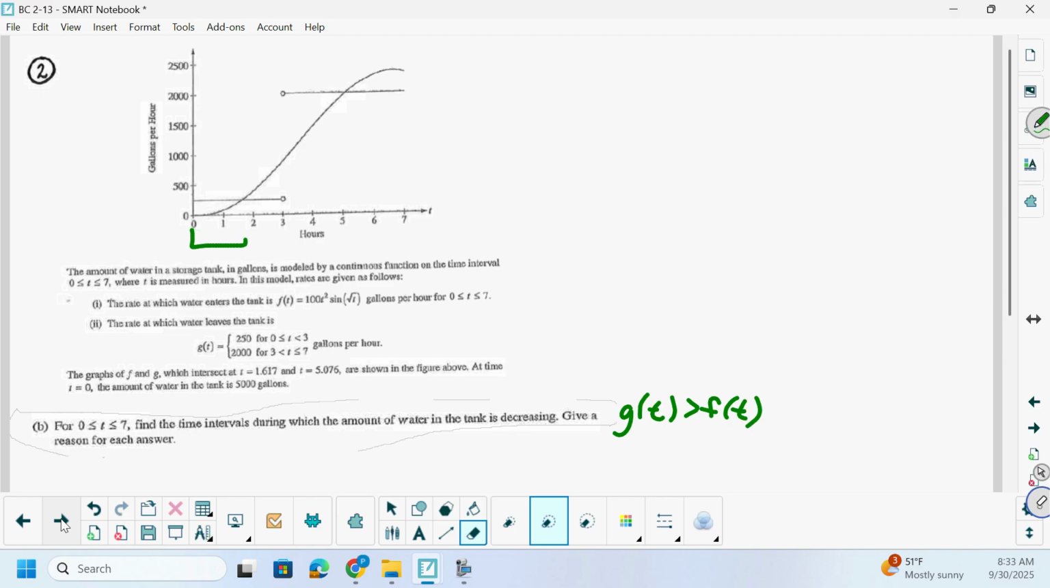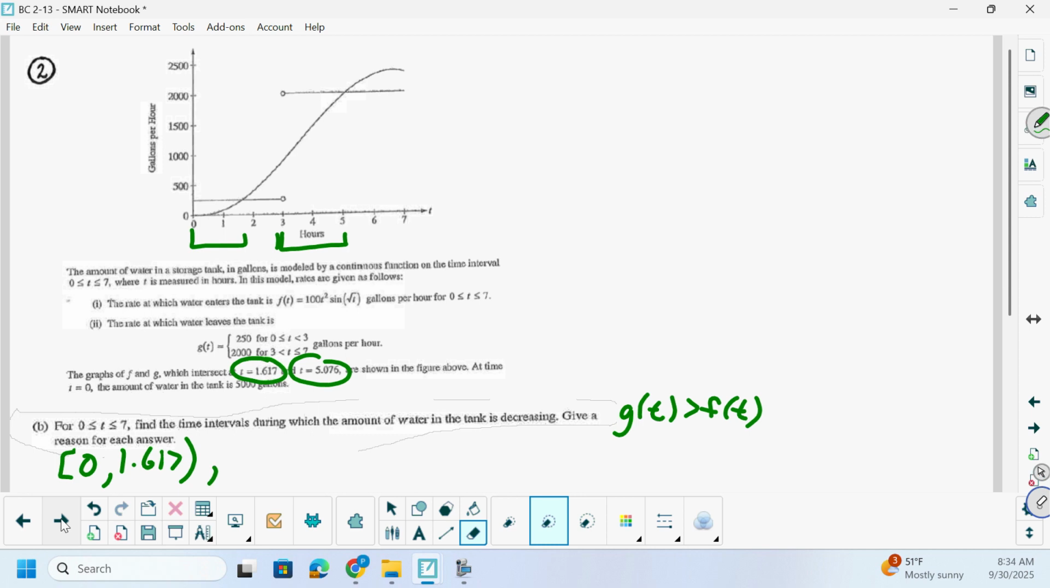In terms of t's, our g of t is greater in that section, and then it's greater in roughly that section as well. So our intervals, we would start at 0, and notice 0 is included in that. So we would have 0, 2, where that intersection point is. Now they conveniently told us the intersection points in our question. So we'd be 0 to 1.617. Now we would not want to include the 1.617 because that's where they are equal, so therefore there would not be a decrease in the tank.